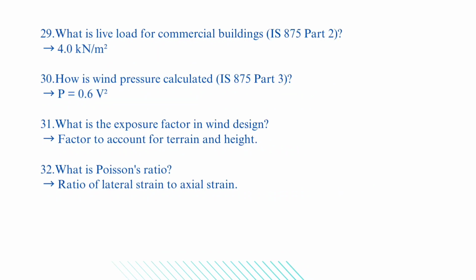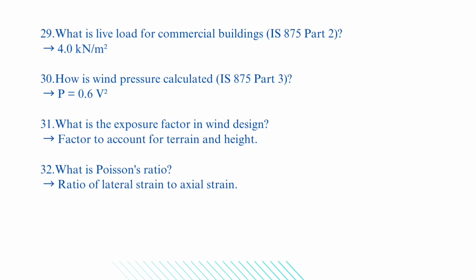Now the next is, what is a live load for the commercial buildings as per IS 875 part 2? And according to the IS 875 part 2, live load for the commercial building is 4 kilonewton per meter square. We'll get all the details about the live load on the building, commercial or residential, in IS 875 part 2. And for dead load, IS 875 part 1 is there, and for wind load, IS 875 part 3 is there.